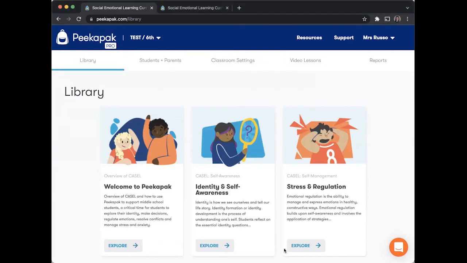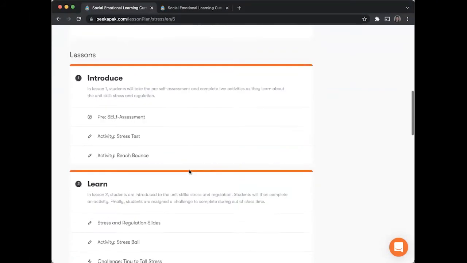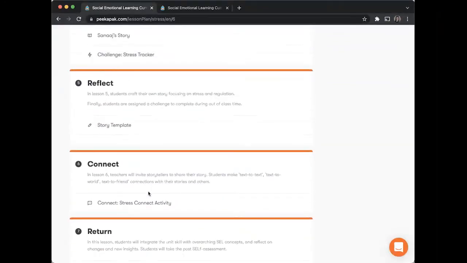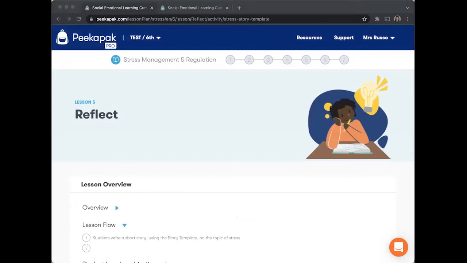We also recommend, for stress management and regulation, when we are in lesson 5, where students are telling their own story, we really recommend that you read the stories that students are submitting. Do not have a student share a story unless you have read it. This is especially important in case there is triggering content or anything that you should be made aware of first. As a mandated reporter, it's important that we are reading these stories from students and making sure to address any issues that we see come up.